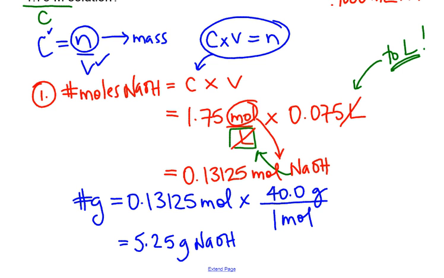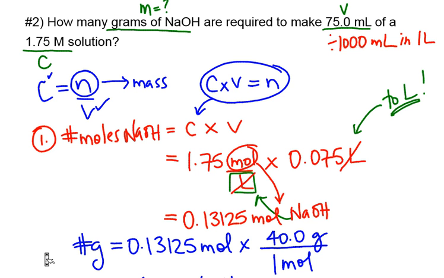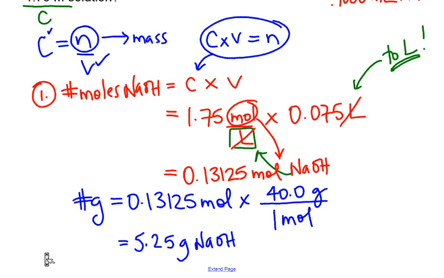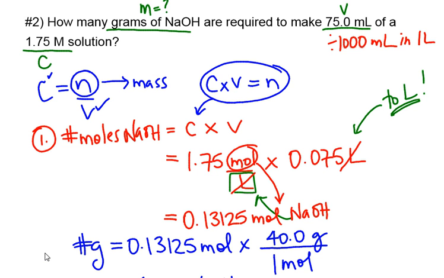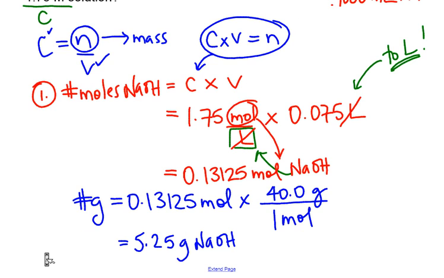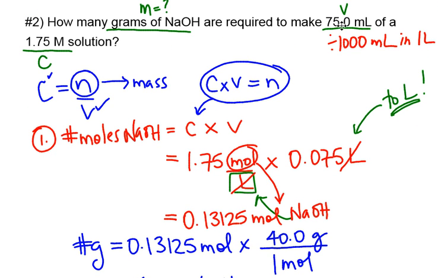So what does that mean? That means, if I go back up to my question, if I take 5.25 grams of NaOH and I dump it into some water and make my final volume 75 mL, I will have exactly a 1.75 molar concentrated solution.